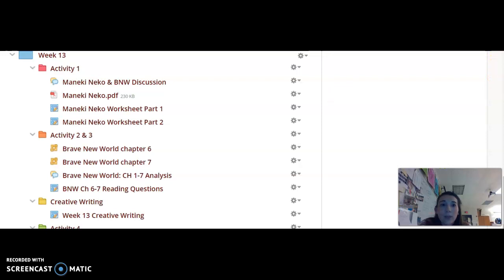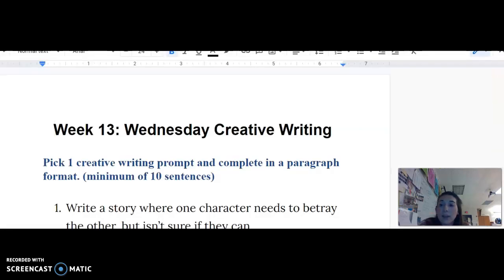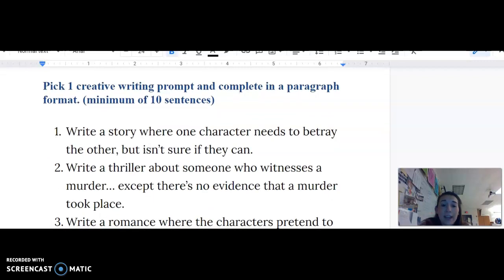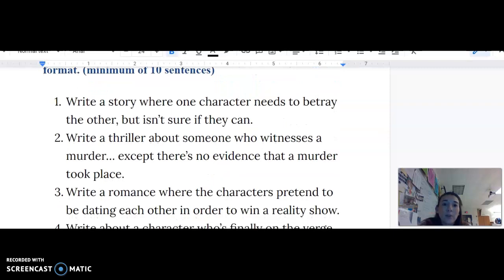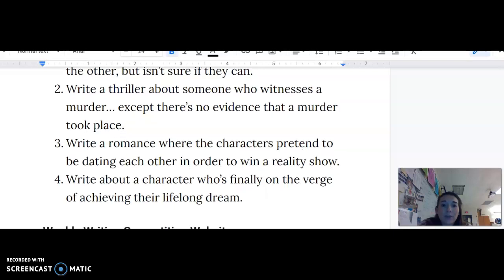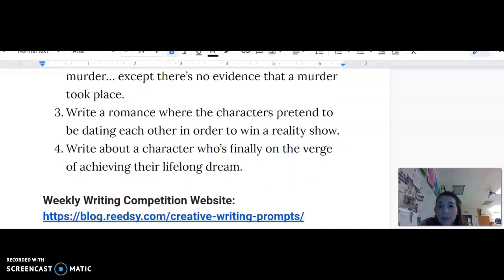We have week 13, creative writing. Your creative writing prompts are to write a story where one character needs to betray the other but isn't sure if they can. Write a thriller about someone who witnesses a murder except there's no evidence that a murder took place. Write a romance where the characters pretend to be dating each other in order to win a reality show. Or you can write a character who's finally on the verge of achieving their lifelong dream.